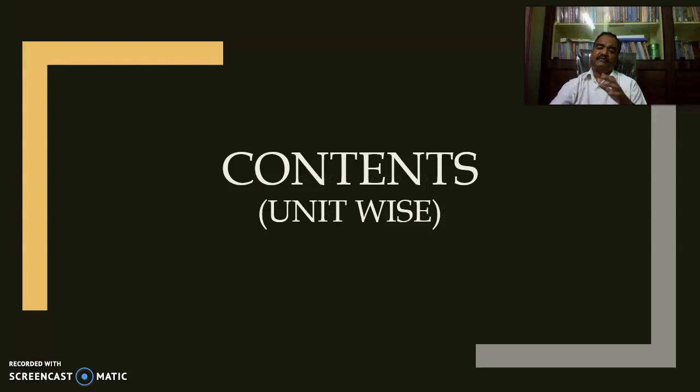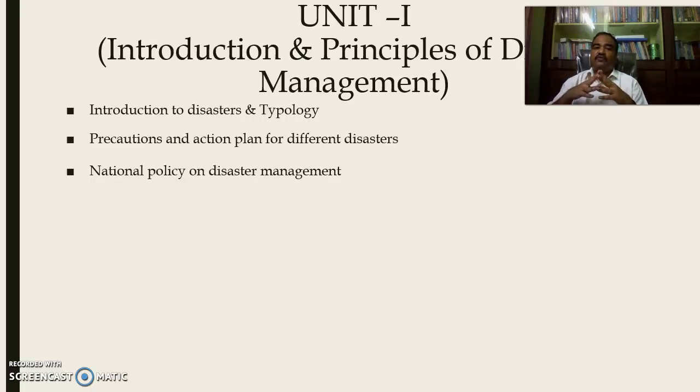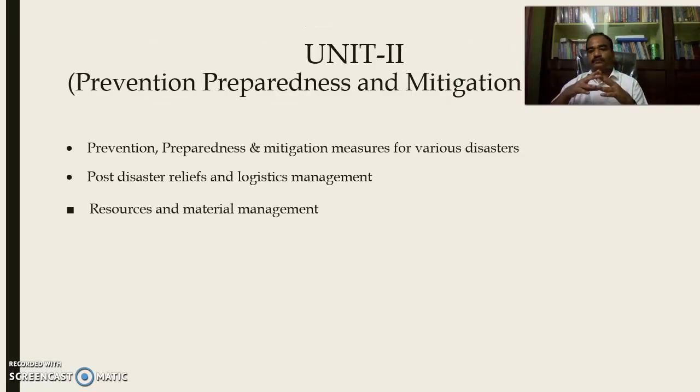So keeping these things in view, we have designed 4 units. Unit number 1 deals with types of disasters, the definitions of disaster and the types of disasters, and the precautionary measures and action plan, what you are supposed to do for different disasters, and the national policy on disaster management. And unit number 2 deals with prevention, preparedness, and mitigation measures.